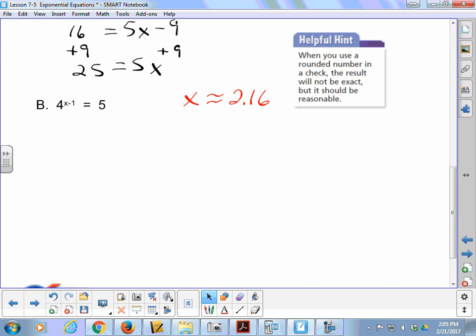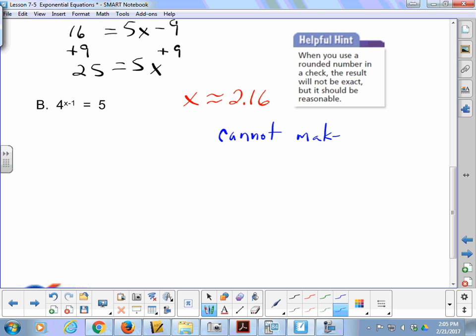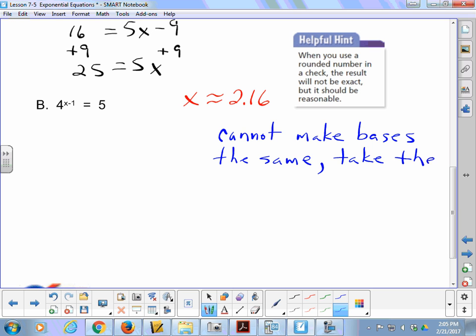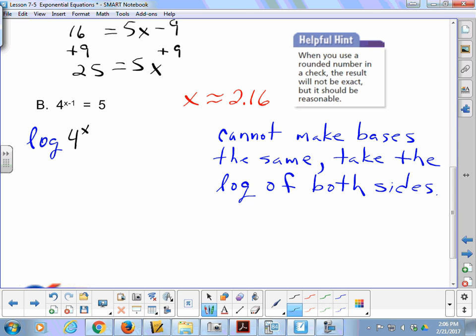So if I can't make the bases the same, then we're going to take the log of both sides. All right, so that means we're going to have the log of 4 to the x minus 1 power equals the log of 5.